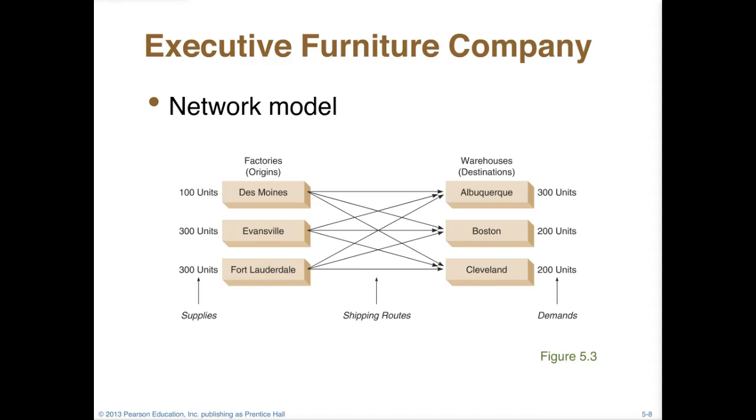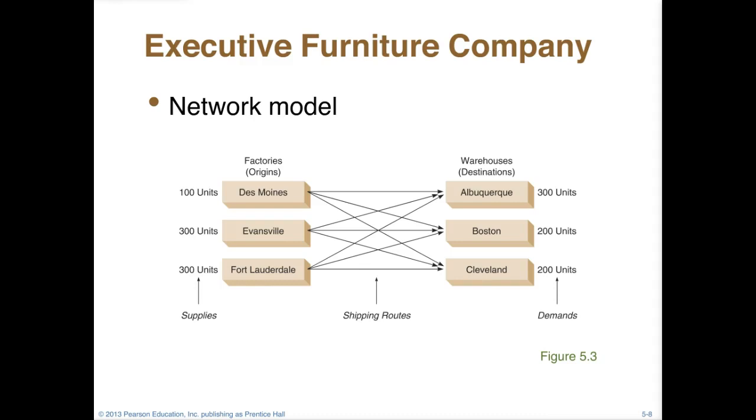So we know that in Des Moines, we're having 100 units being produced. And so this could be tables and chairs again. Evansville, we have 300 units being produced there, and in Fort Lauderdale, also 300 units. And so we have a total of 700 units that we plan on shipping out to our destination places, which is our warehouses in Albuquerque, Boston, and Cleveland.